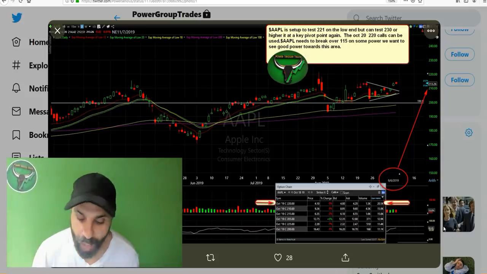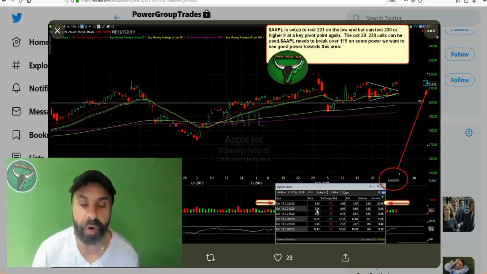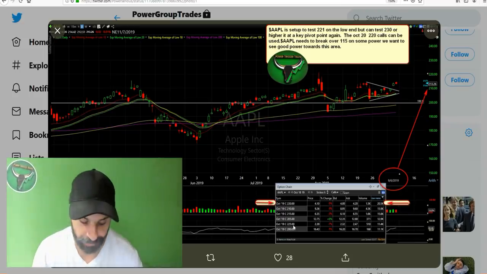Now, on the close, those options had closed. Here it is. See where the arrows are pointing? Those are the October 18, 220 calls. And they closed at $410 per option on September the 6th. Of course, we had to pay a little higher for confirmation, as confirmation is key. And I'm going to explain more about this.